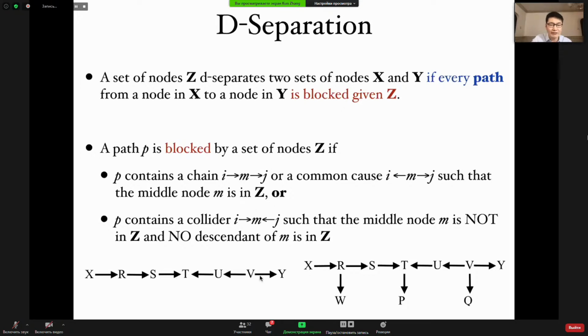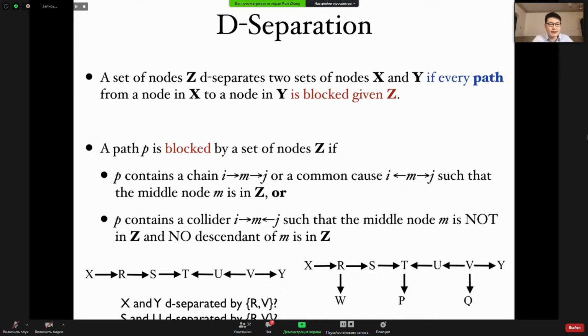So right here, we have a directed graph over x, r, s, t, u, v, y. So do you think x and y are d-separated by r and v? Yes or no? So clearly it's yes, because first we only have a single path between x and y, and the first condition holds. V right here is a common cause, it's in Z.